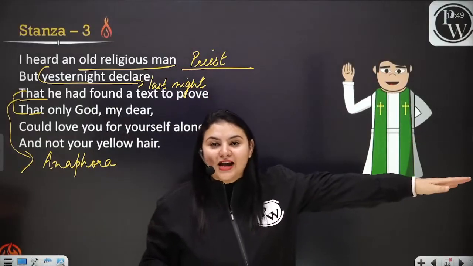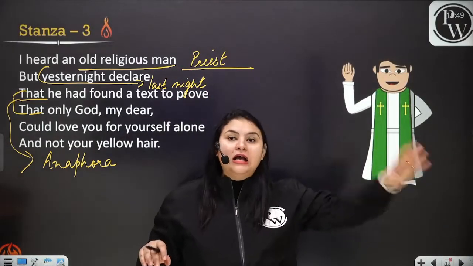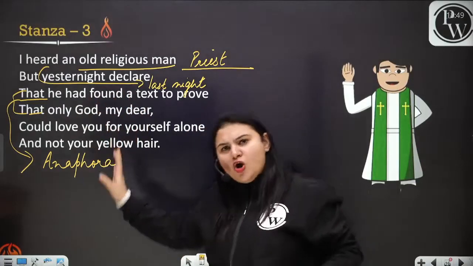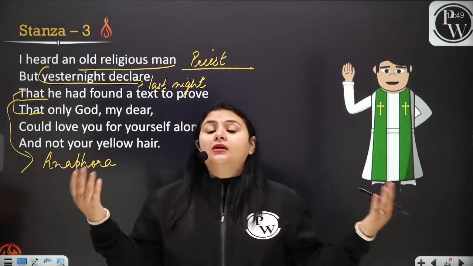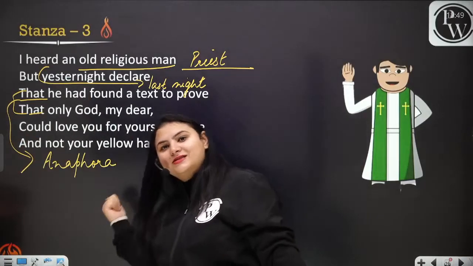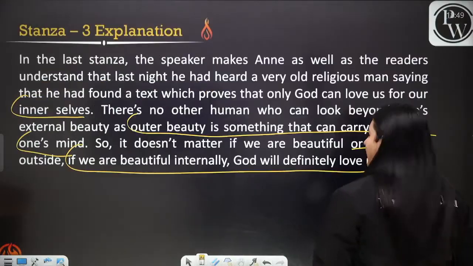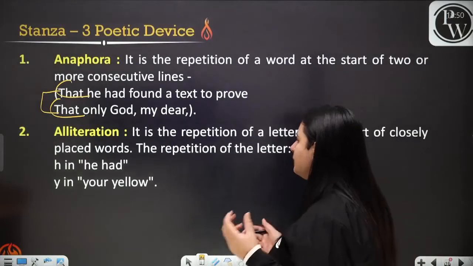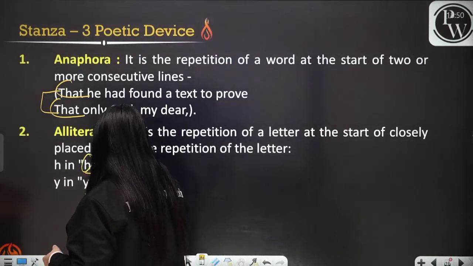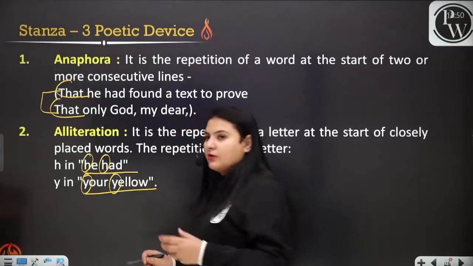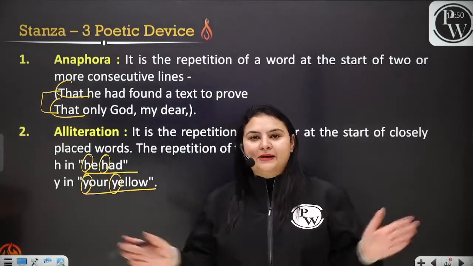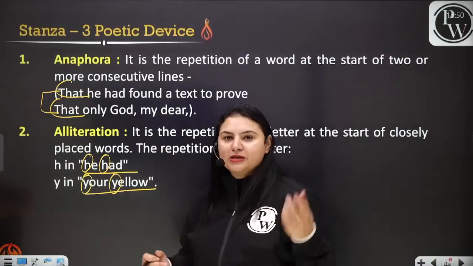You should understand the difference between repetition and anaphora. If that was not in the starting and was somewhere in between and not in the consecutive lines, we would have said that there is repetition here. But since it's in the starting of the consecutive lines, it's anaphora. Okay, fine. So the next one is alliteration. We can see alliteration in he, had, and your, yellow. There is repetition of consonant sounds, H and Y, and these are closely placed words and they are repeated.